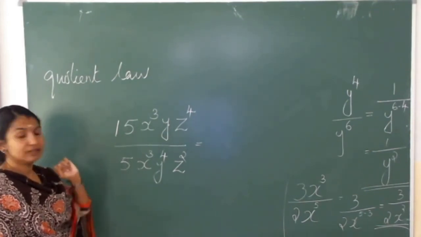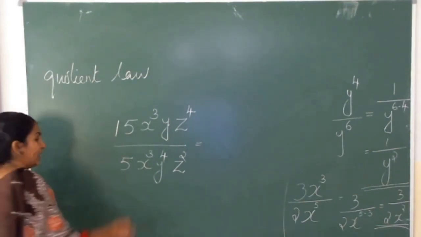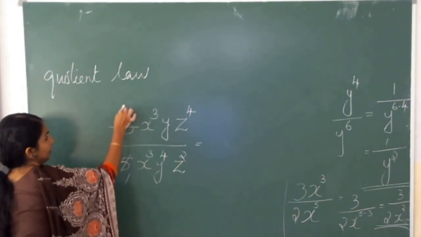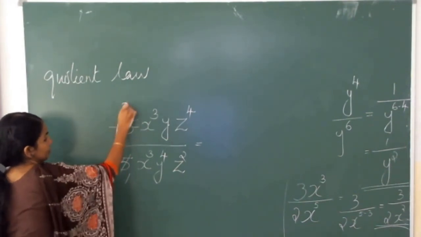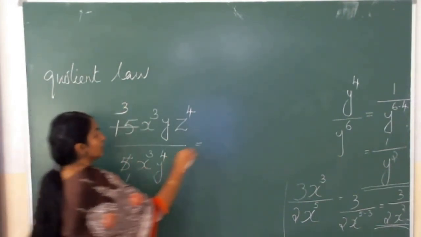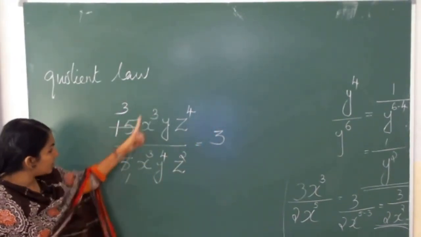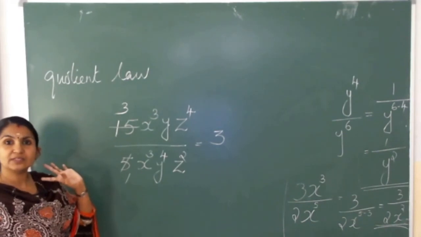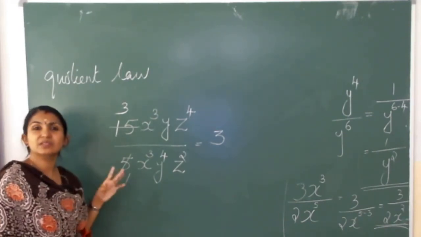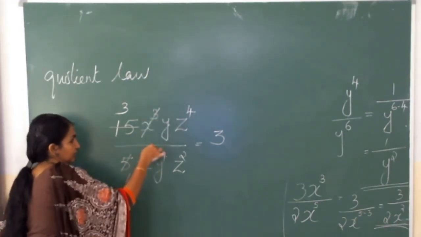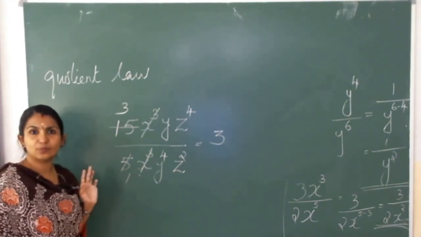See, this is a question. So 15 and 5, we can cancel them. 5 in 15, how many times? 3 times. So we got 3. And just think about the numerator. Here 3, here 3. Both are same. So 3 minus 3 means 0. So we can cancel them. So we just cancelled both.